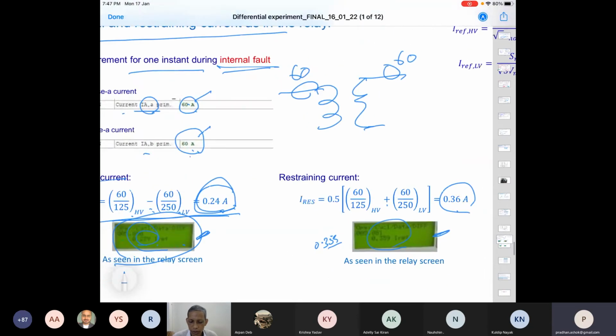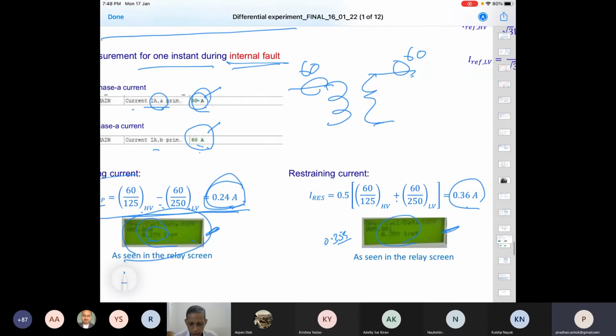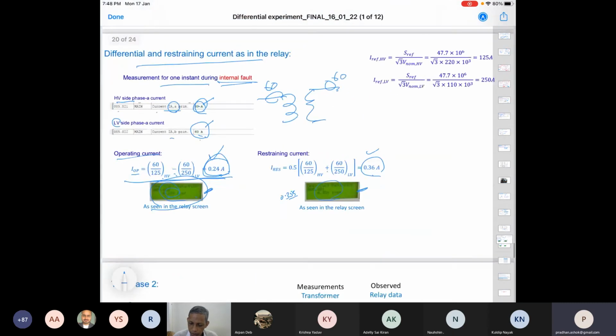So when we have 60 ampere here, and after this normalization and all these things, the corresponding differential current and the restraining current should be like this. This is for an internal fault. Okay? So like this, all the data are being provided in terms of that.